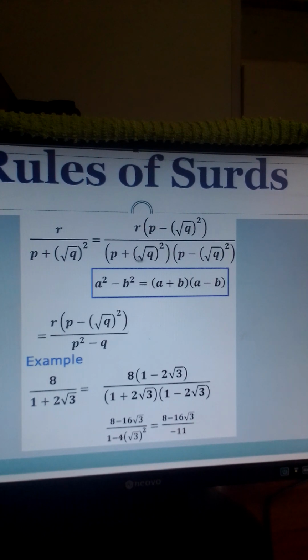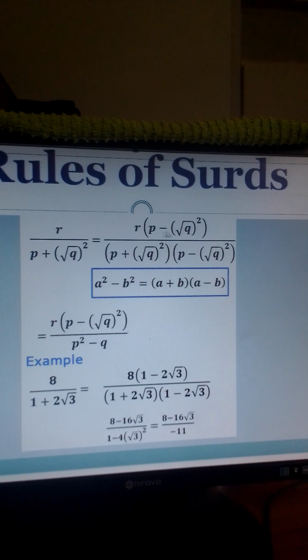Now this term is actually a difference of squares. A squared minus b squared is equal to a plus b into a minus b. This is an algebraic identity which is expanded like this. So this term here can be compared to this term here, and to evaluate it we can use the difference of squares.